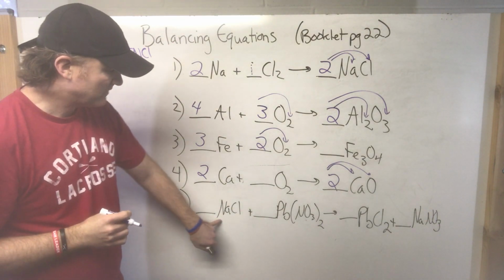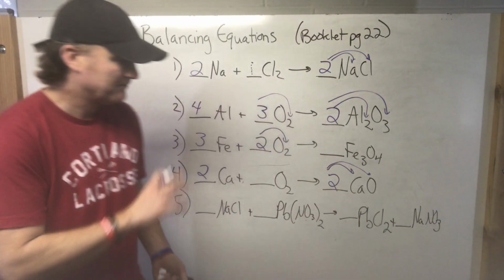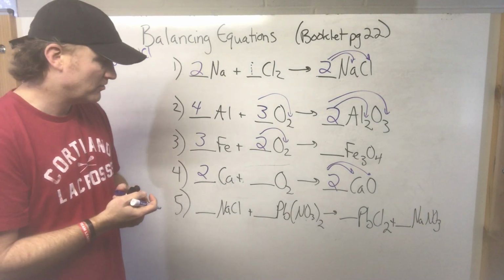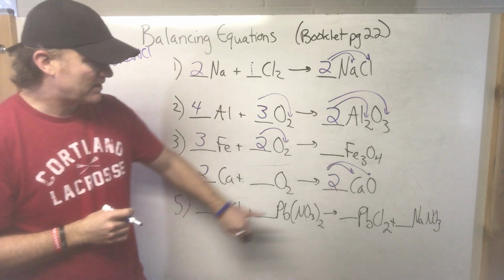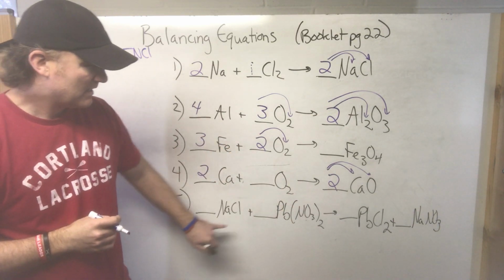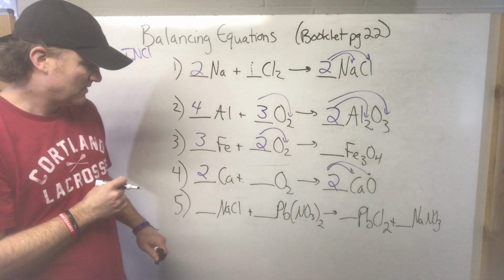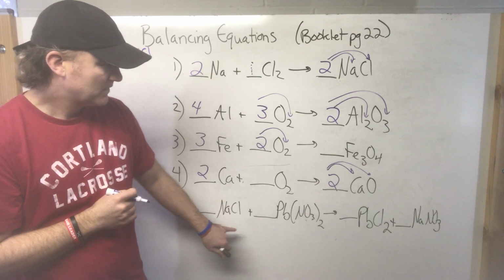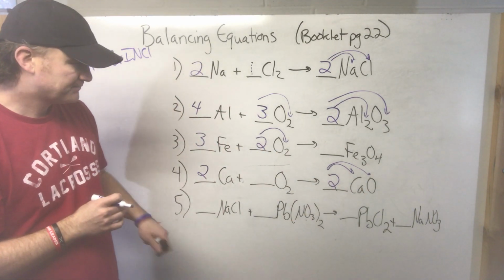And our last one, we have sodium chloride plus lead nitrate goes to lead chloride and sodium nitrate. So this would be an example of a double replacement reaction that we learned earlier in the year where the ions are changing positions. I have 1 sodium here and I have 1 sodium way over there. I have 1 lead and 1 lead if we look at the positive ions. But if we look at the negative ions, I have 1 chlorine but 2 chlorines, and I have 2 nitrates but 1 nitrate. So we need to fix some things.